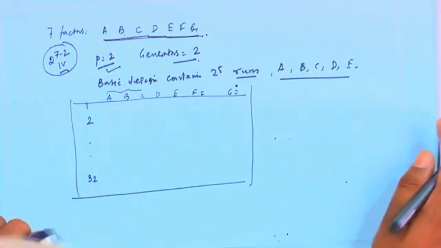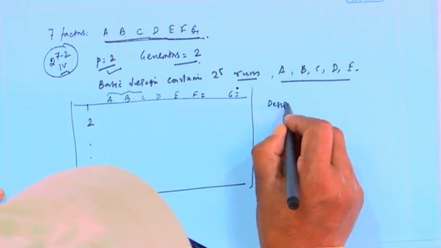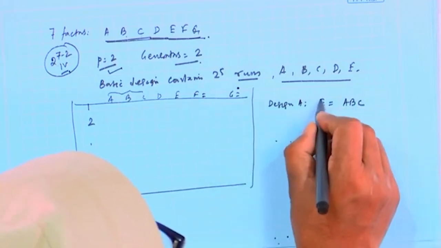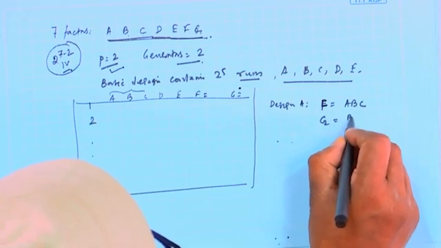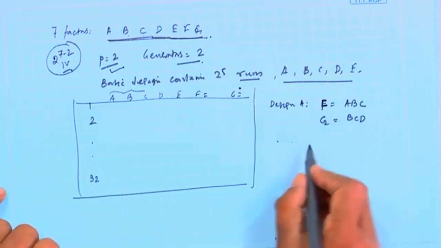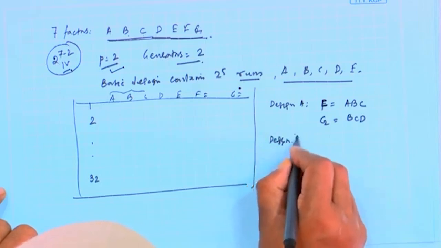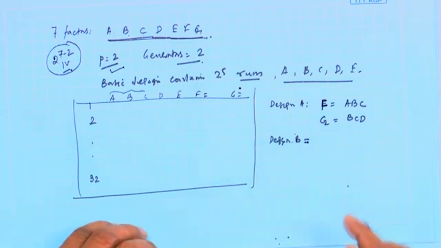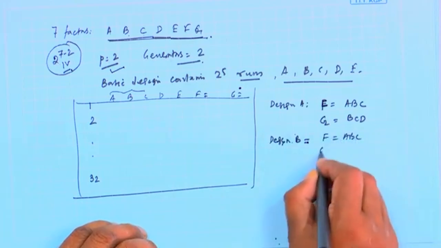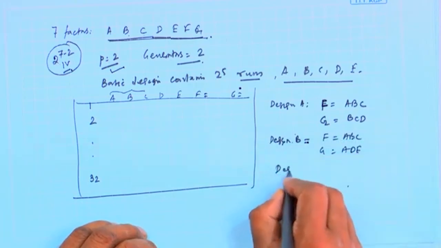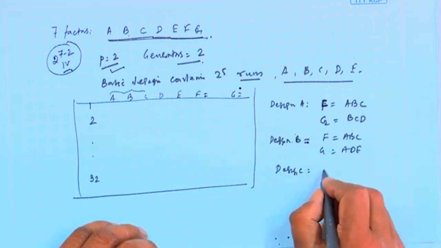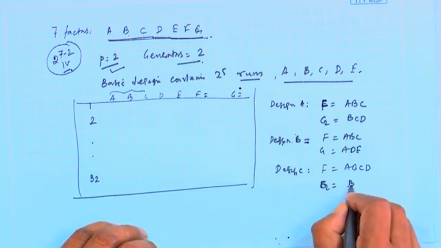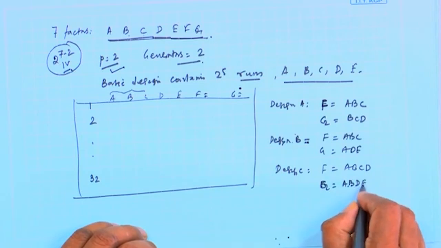So, that means, let us create 3 designs. Suppose, design A, where F is confounded with A, B, C, and G with B, C, D. Okay. Second one, let design B. Design B, you can do A, B, C and A, D, E. F with A, B, C, G with A, D, E. Another design C, is basically you can go for four way interactions, that is confounded with 4-way interactions A, B, C, D and A, B, D, E.